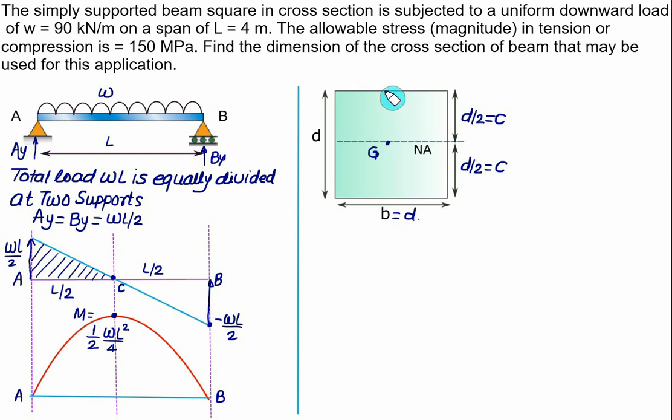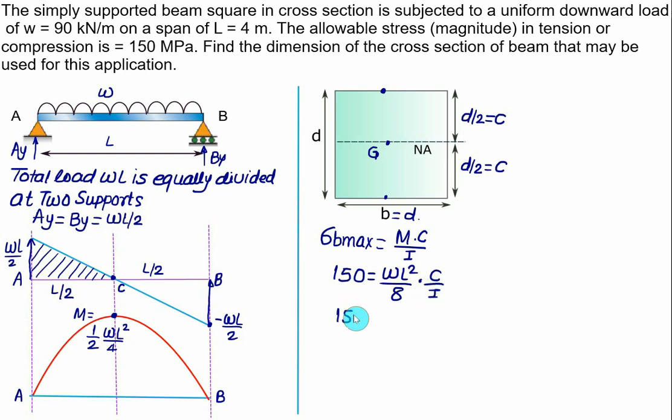The maximum stress will occur either on the top fiber or the bottom fiber. So for both the top fiber and bottom fiber, distance C is equal to D by 2. Maximum stress sigma B maximum is given as the maximum value of bending moment M multiplied by C divided by I. Maximum value of bending stress is given as 150 megapascal. So we have 150. M value is given as WL square by 8. So we have WL square divided by 8 multiplied by C divided by I.